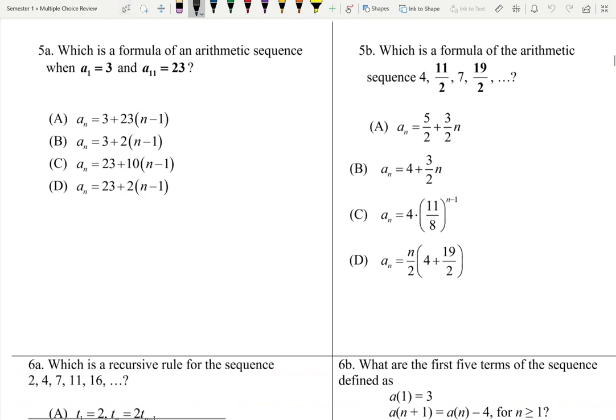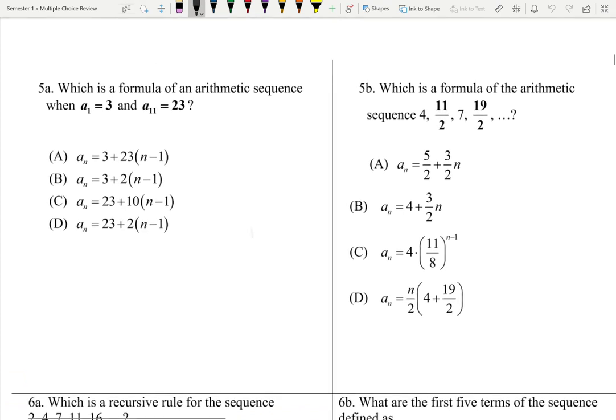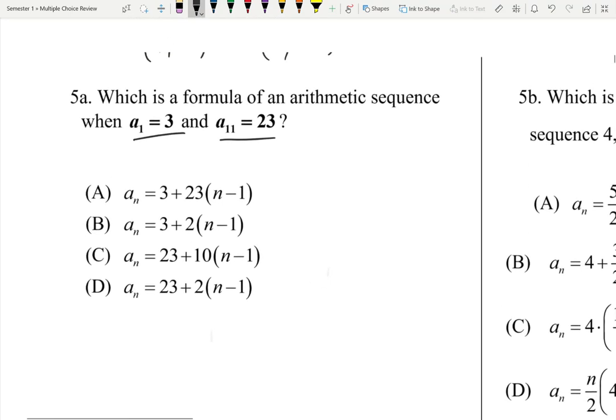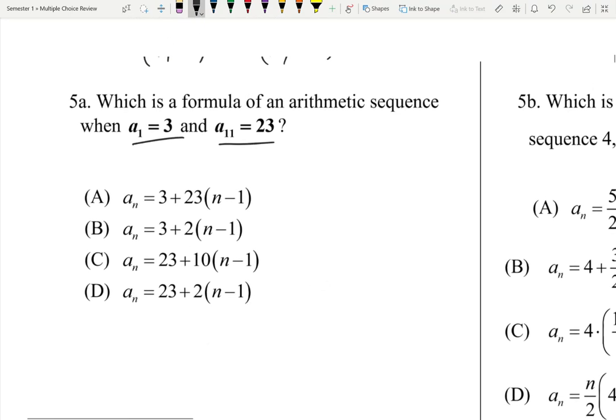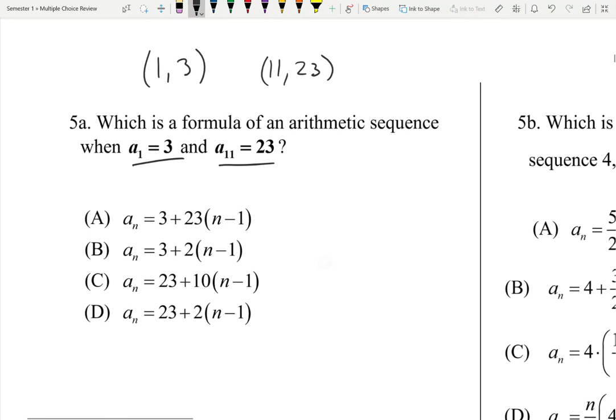Problem 5a, which is a formula of an arithmetic sequence when the first term is 3 and the 11th term is 23. So what we've got here, when they give us this, it means our first term is 3. That's the same as the point (1, 3), and our 11th term is 23. That's the same as the point (11, 23). So when we have something like this, we can always find our slope from those 2 points.